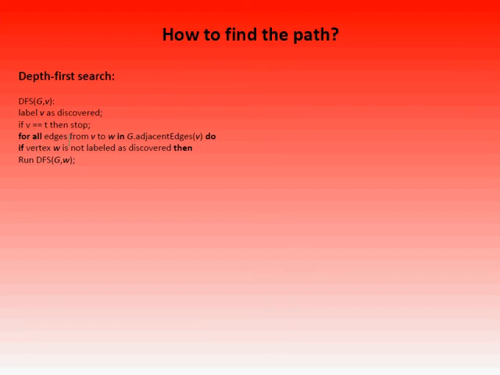If not, then for all edges from V to W, to which we can go from V, we do this: if the vertex W is not labeled as discovered, then we run the algorithm on it. If not, we are doing nothing with that.